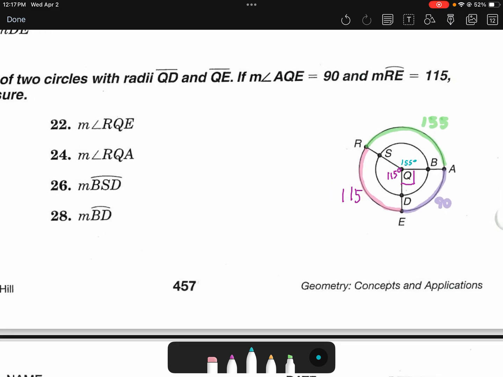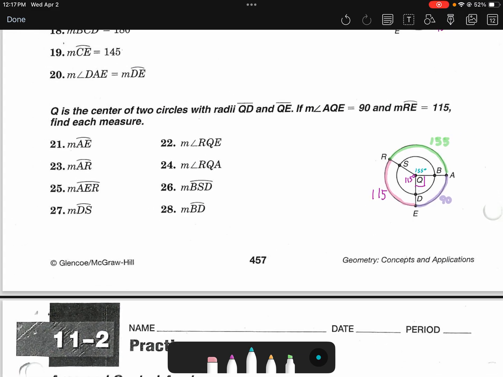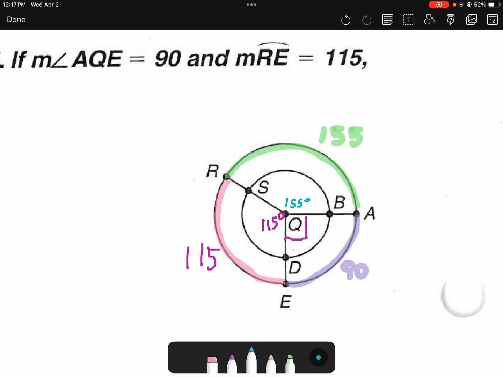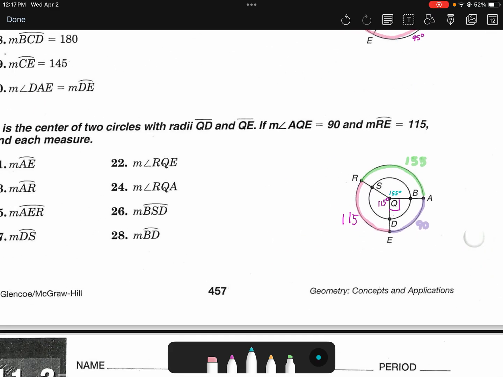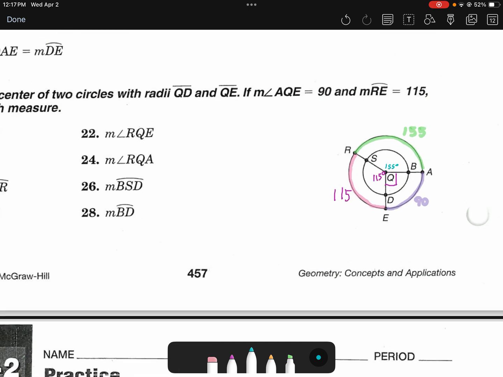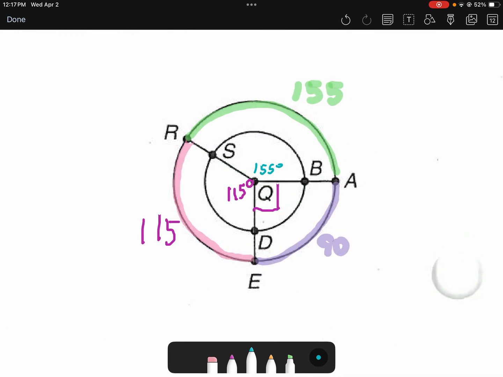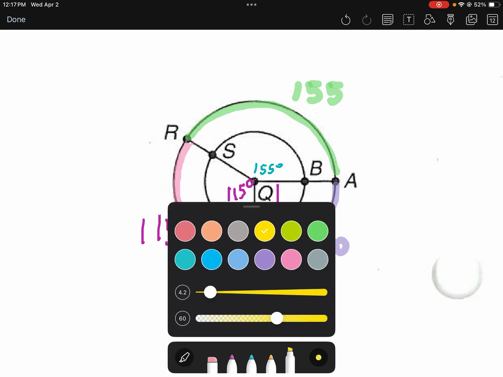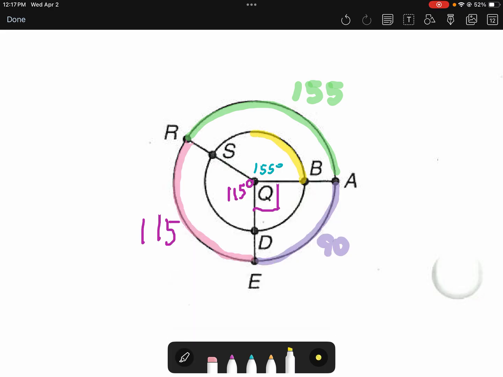Like, for example, number 23, what is the measure of arc AR? A to R, it's a minor arc, got to be less than 180. Notice how it's that green guy, that's the 155. Let's try number 26. What's the measure of arc BSD? This is a major arc now. What would its measure be? I'll use yellow. Start at B, go towards S, stop at D.